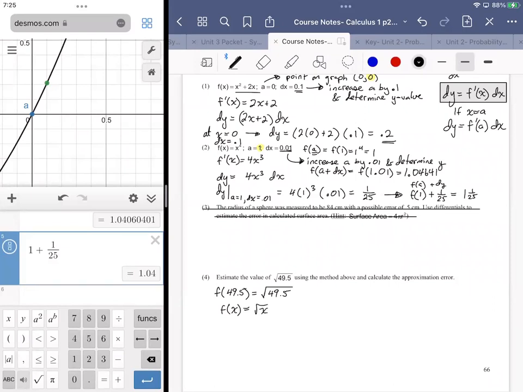But what we would do here, and again, it's the same process, is choose a nice number. So the nice number would be a perfect square near 49.5, which is 49. Then we figure out dx, which would be the distance between that nice number and the given value. All right, 49.5 minus 49, that's the deviation, the deviation in x.